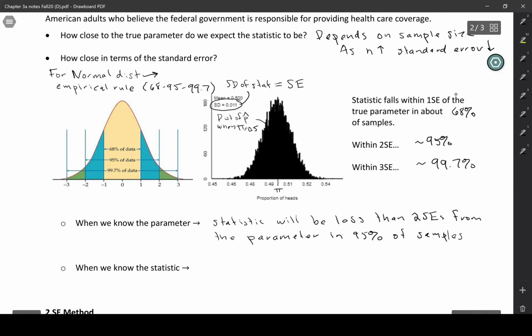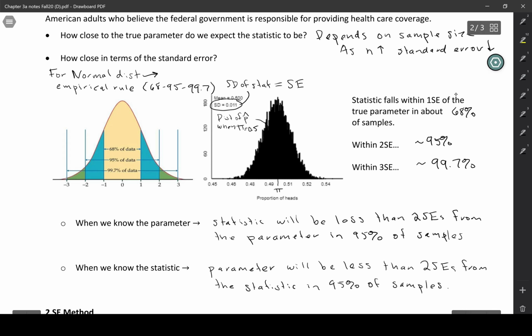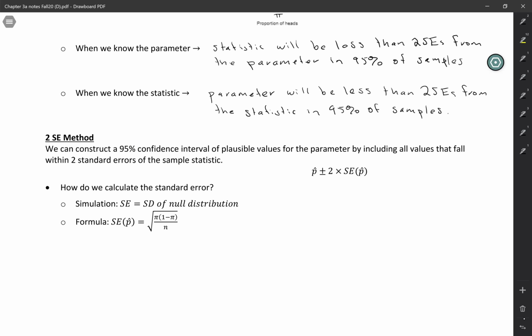So in this case, when we know the statistic, we can say that the parameter will be less than 2 standard errors from the statistic, just turning around our previous statement, again in 95% of samples. So in our real world scenario, where all we have is a statistic, we can use this theory to say, okay, all I have is a statistic, but I don't think my parameter is more than 2 standard errors out from this estimate. So that's the justification for the 2SE method.